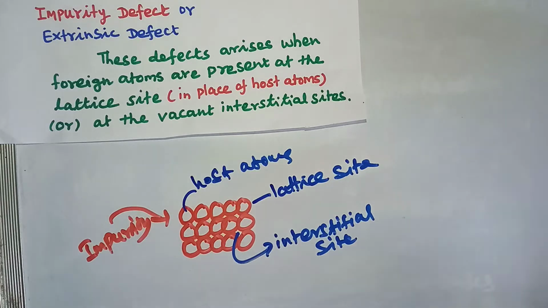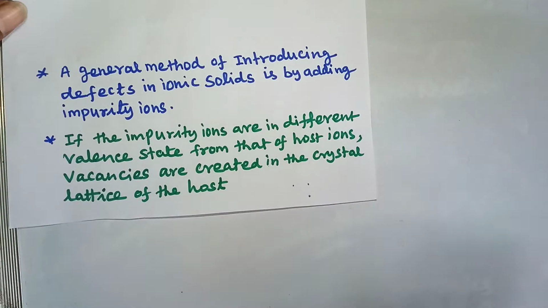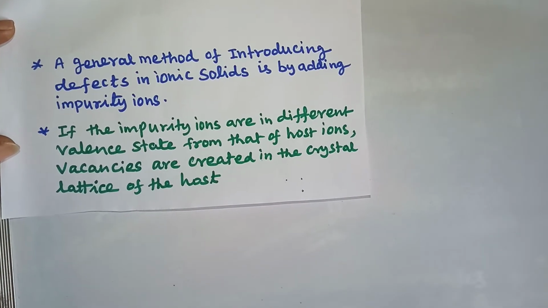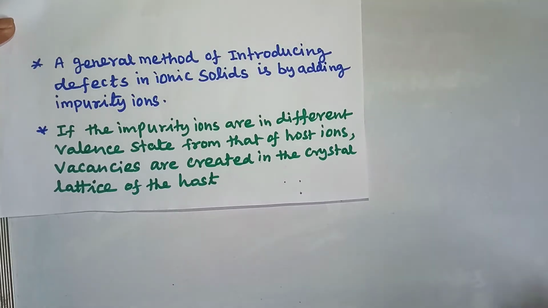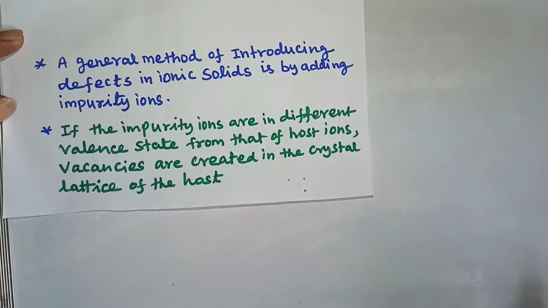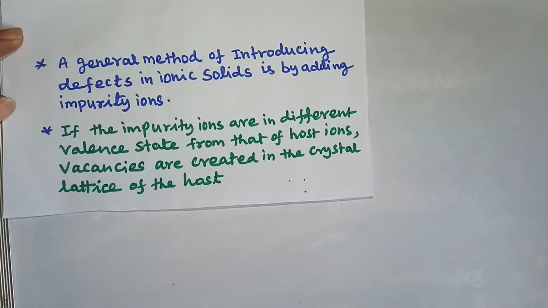Impurity defects we can obtain by introducing defects in ionic solids by adding impurity ions. If the impurity ions are in a different valence state from that of the host ions, vacancies are created in the crystal lattice of the host. With the addition of impurities in ionic solids, the impurity ions are in a different valence state, so vacancies are created in the crystal lattice.